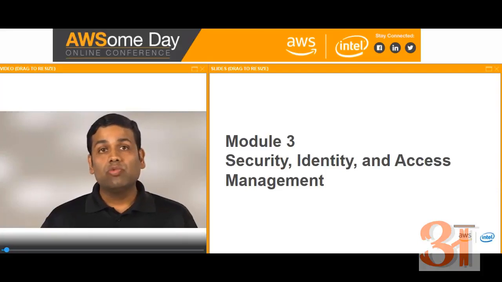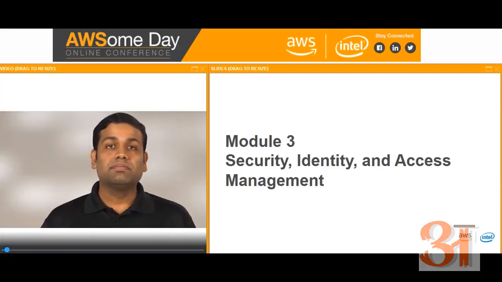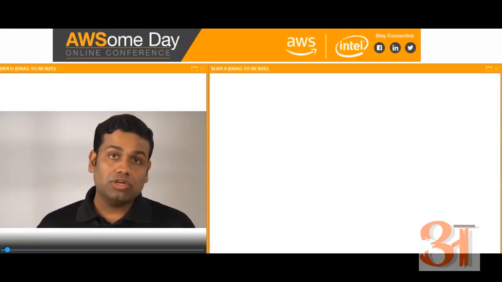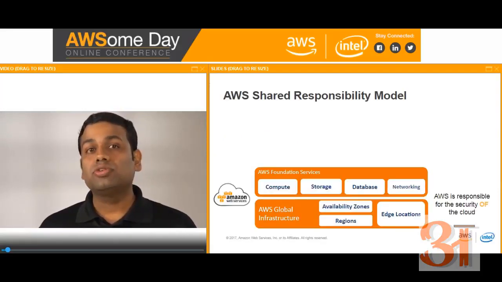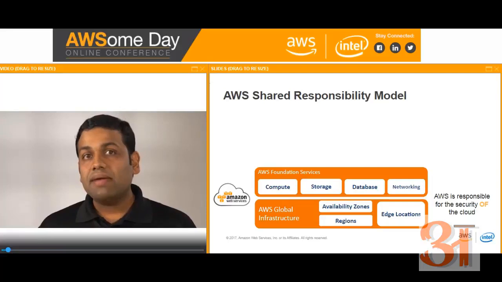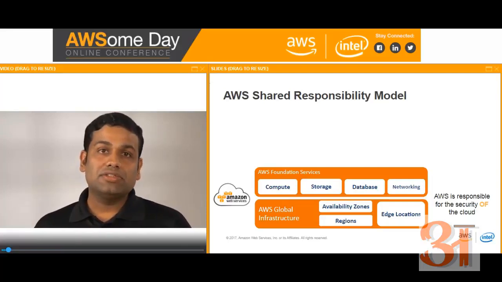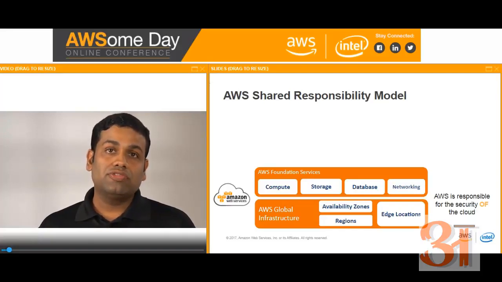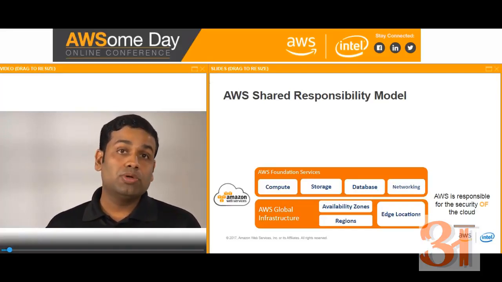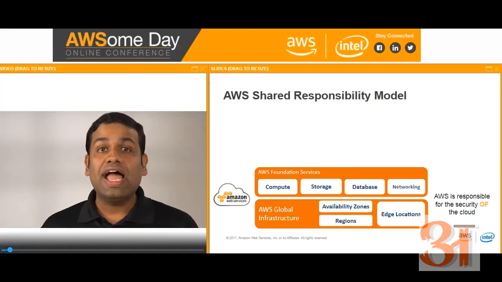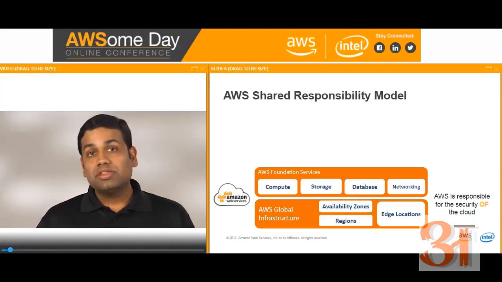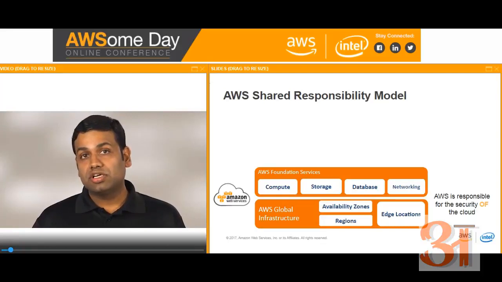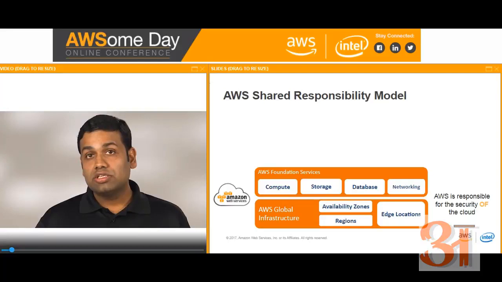In Module 3, we will focus on security and compliance. Security on AWS is broadly distributed into two layers. Amazon Web Services manages the security of the cloud. In other words, the security of resources including compute, storage, and networks are handled by AWS. Security of the global infrastructure consisting of regions, availability zones, and edge locations are also handled by AWS.